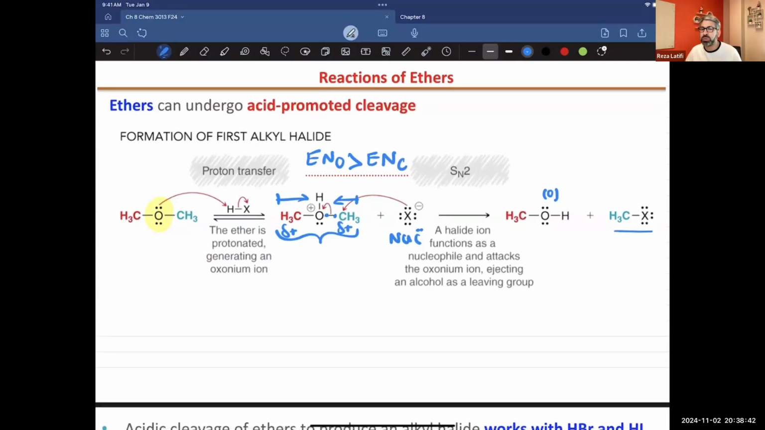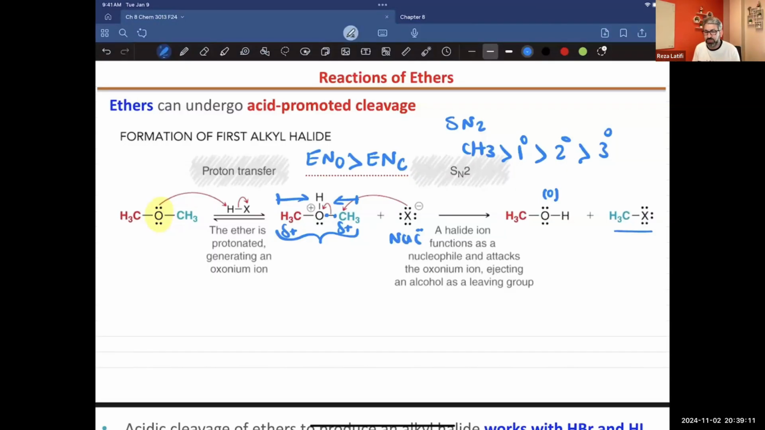You need to be careful about where to add the halide. In this case, because I have two methyls, it doesn't matter which carbon we attack, and it's an SN2 reaction. We know that for an SN2 reaction, methyl will be preferred over primary, primary over secondary, and secondary over tertiary. So because I have the methyl on both sides, it doesn't matter which carbon we attack.